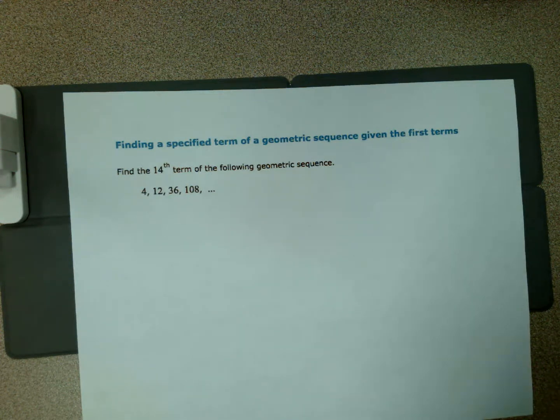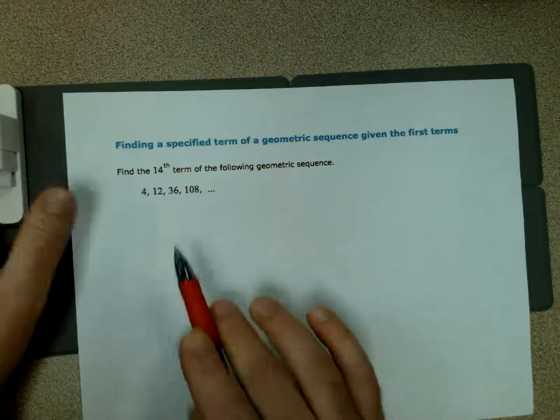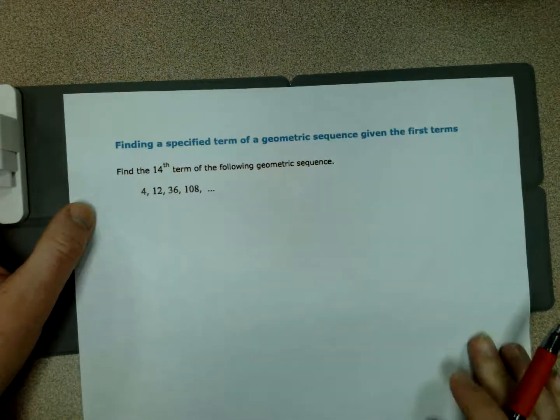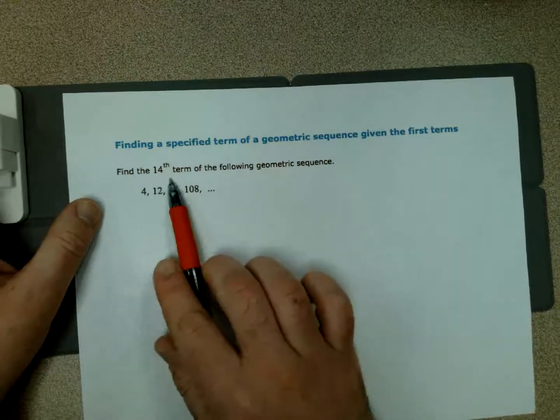Today we're going to be looking at the ALEKS topic, finding a specified term of a geometric sequence given the first terms. So what we're doing on this one is they're giving us the first four terms and it's telling us it's a geometric sequence, which makes our lives a little bit easier. And we're going to find the 14th term.